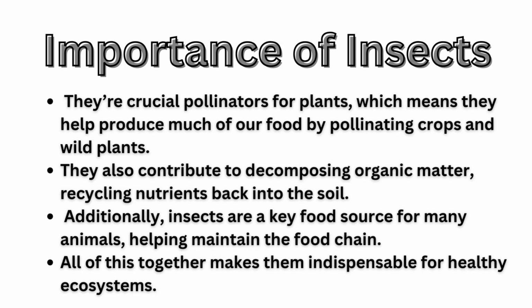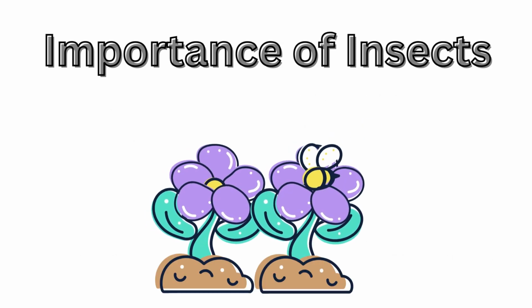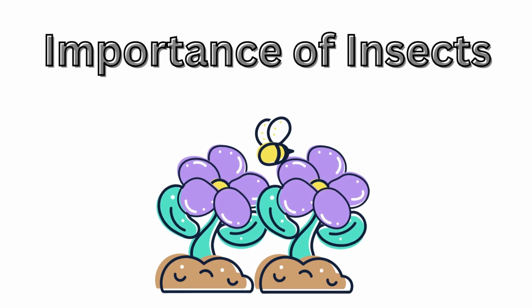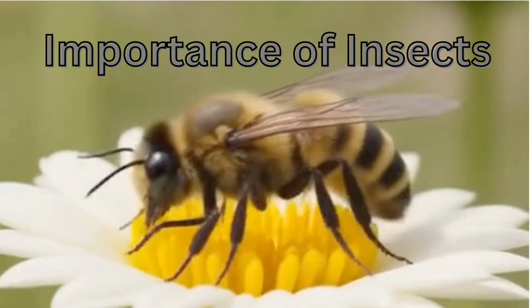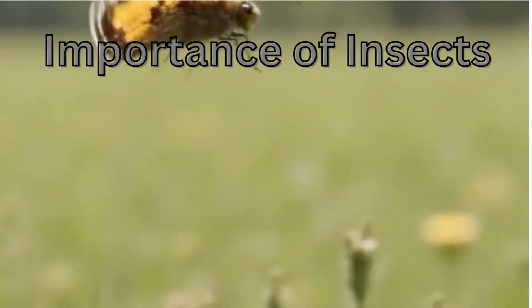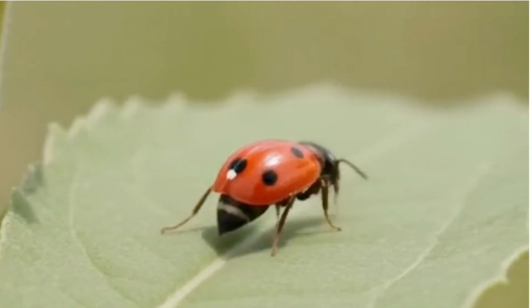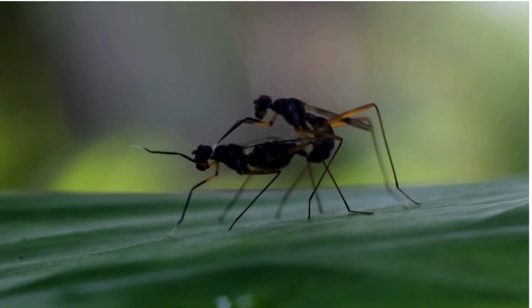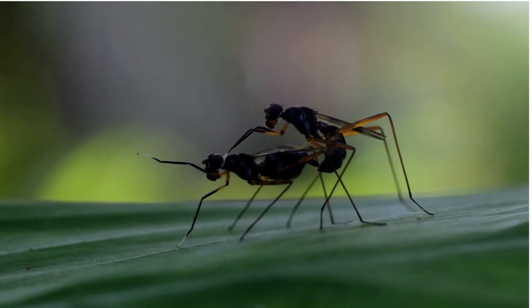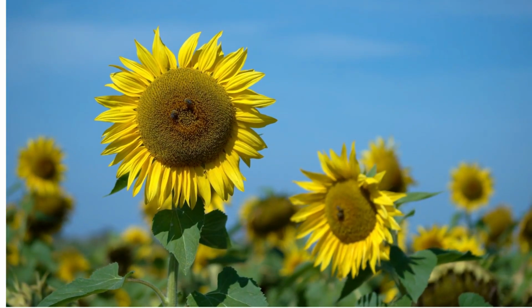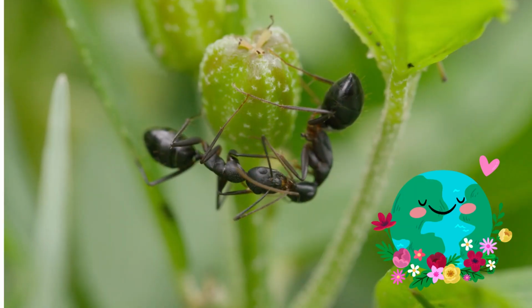They are crucial pollinators for plants, which means they help produce much of our food by pollinating crops and wild plants. They also contribute to decomposing organic matter, recycling nutrients back into the soil. Additionally, insects are a key food source for many animals, helping maintain the food chain. All of this together makes them crucial for a healthy ecosystem.